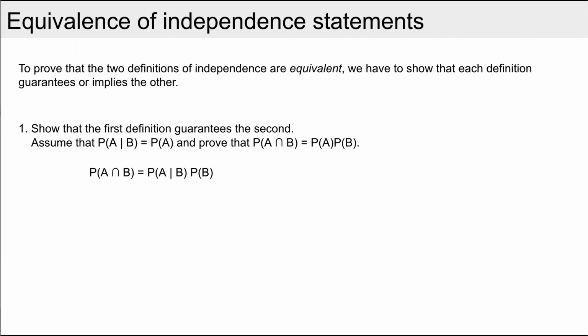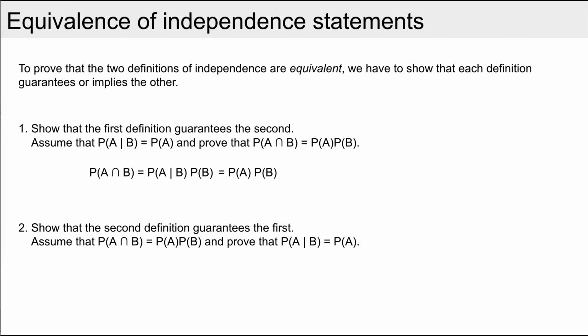In this case, we've observed before that by rearranging the definition of conditional probability, we can write the probability of A and B as the product of the probability of A given B and the probability of B. But by our assumption here, the conditional probability of A simply equals the unconditional probability. Hence, we've shown that the first definition of independence guarantees the second.